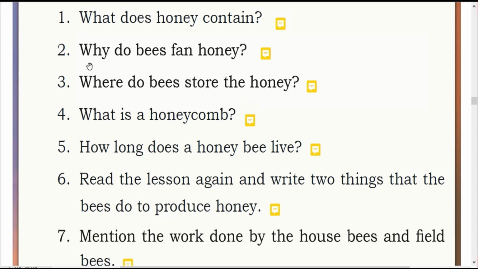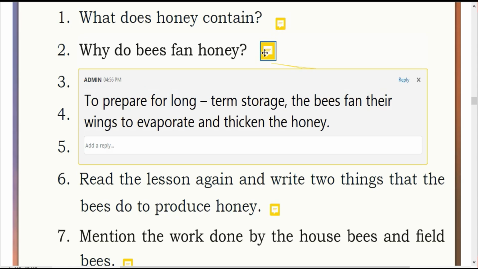Second one, why do honeybees fan honey? The answer is to prepare for long-term storage. The bees fan their wings to evaporate and thicken the honey.